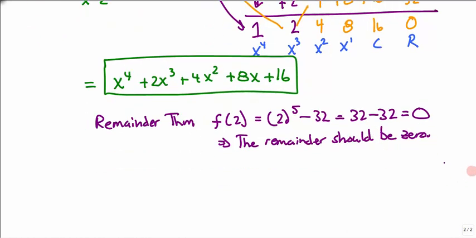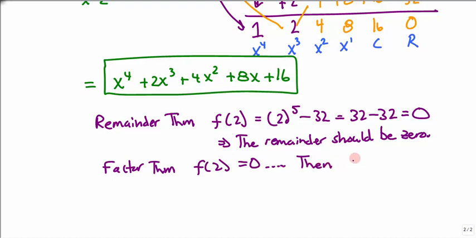Now let's go ahead and apply the factor theorem. Now the factor theorem states if I have f of 2 equals 0, which I do have in this particular case, then x minus 2 opposite was a factor. So we basically verified what we already knew. X minus 2 was a factor because there was no remainder. So the remainder theorem and the factor theorem oftentimes go hand in hand.